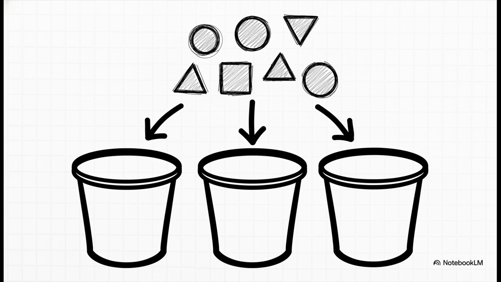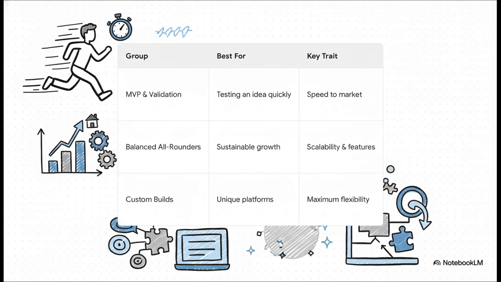Let's dive in. This table really simplifies the decision. You've got your first group, which is all about getting an MVP, a minimum viable product out there fast to see if your idea has legs. The second group is for when you're ready to build a real, sustainable business with all the bells and whistles. And that third group, that's for when you need maximum flexibility to build something nobody's ever seen before.